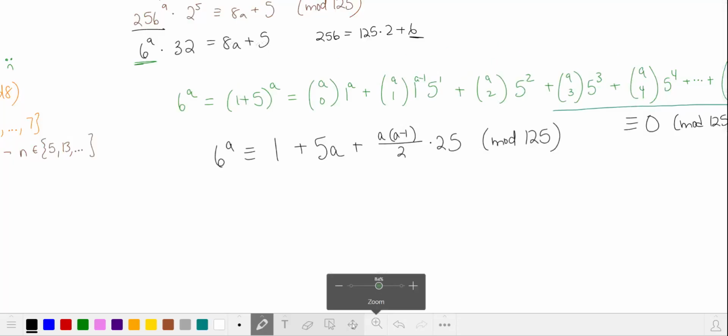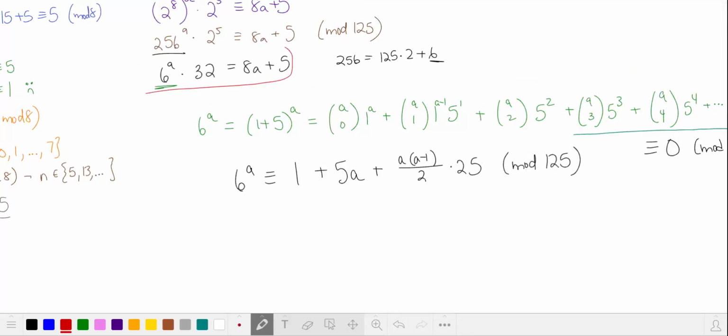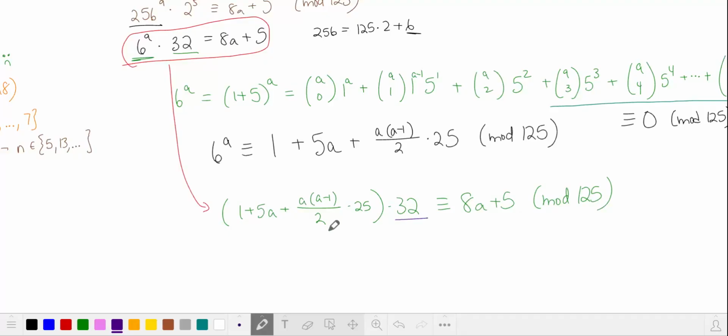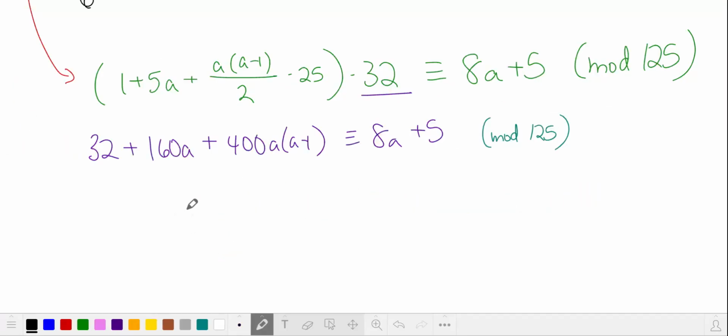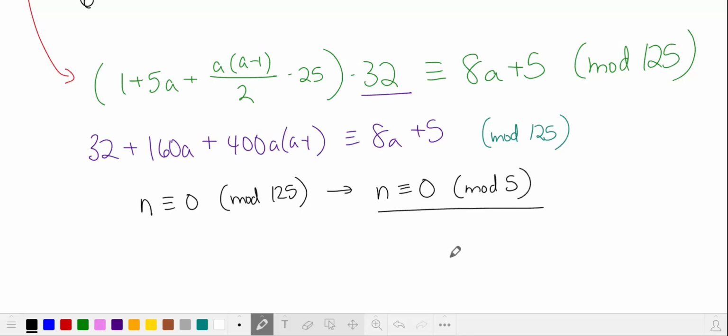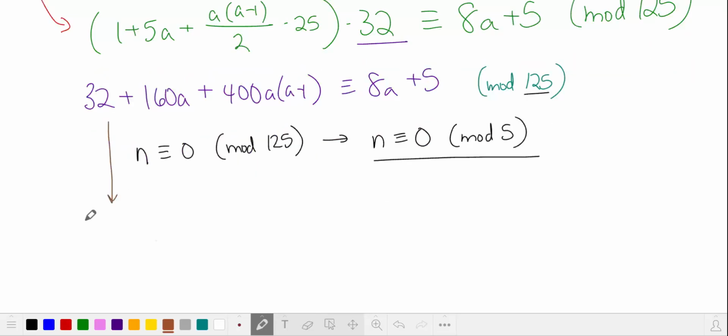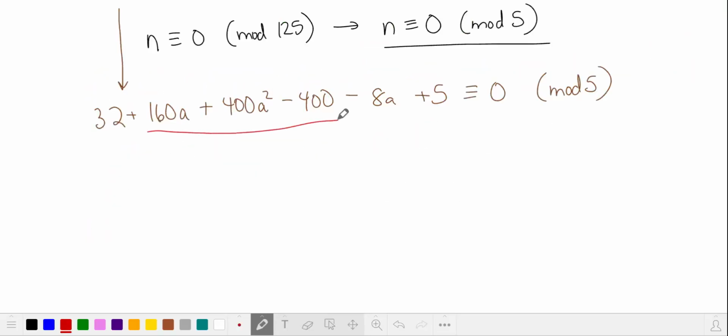So we'll plug this expression for 6 to the a back into this equation up here. And we multiply this expression by 32. Now we'll distribute 32 over these three terms. To solve this equivalence for a, we'll note that if we have some number n that's 0 in mod 125, we know that this number n is also going to be a multiple of 5. So we'll start here and work our way back up to 125. And we'll continue multiplying this out and combining like terms. These are all multiples of 5, and I'll replace 32 with 2 and minus 8 with minus 3.